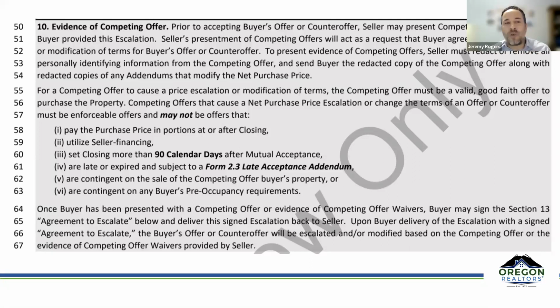So they send that along with copies of any addenda that are relevant to modifying that net purchase price. So if there's an addendum that's talking about the seller concessions, for example, you'd want to include that. We want to have documentation of those waivers that are going to be included. Any additional evidence for those waivers should be included as well. For example, the form 2.14, the waiver addendum redacted, should be included to provide evidence of those waivers, if there in fact were waivers from the competing offer.